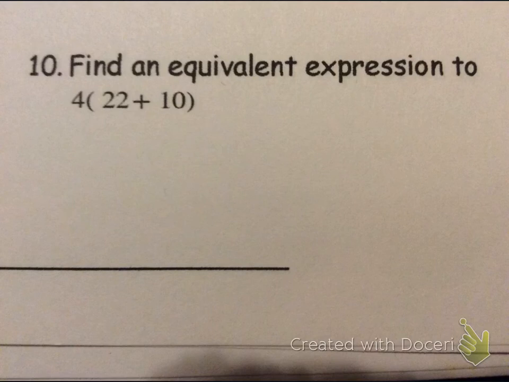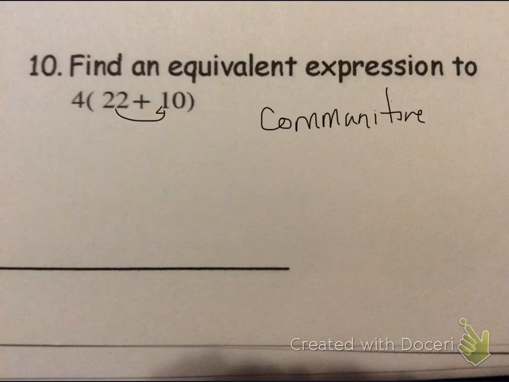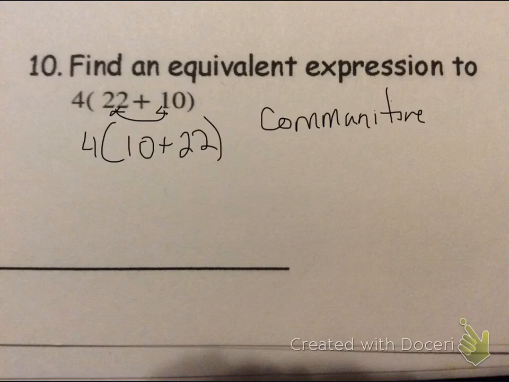Number 10, the final equation in our review right now. Find an equivalent expression to 4 parentheses 22 plus 10. We're not going to find one. Let's do a bunch of them. So there is the commutative property of addition, and that tells me that I can reverse those two numbers. So I have 4 times 10 plus 22. That's an option.